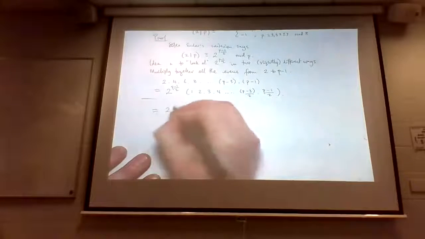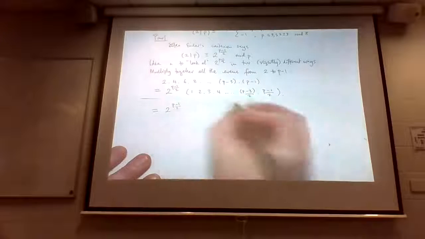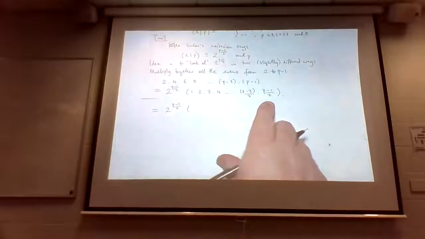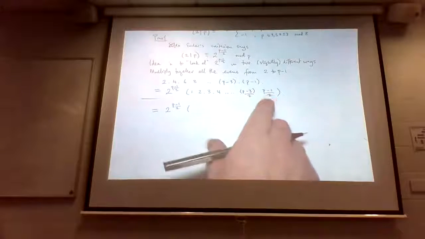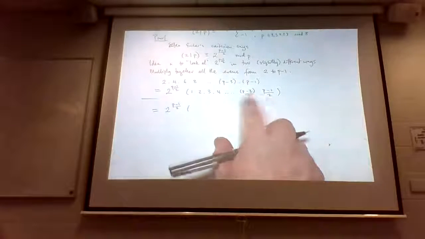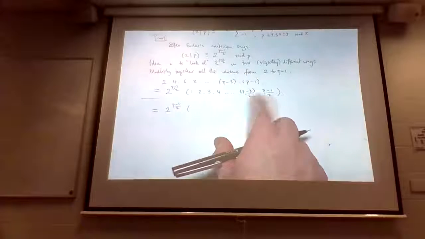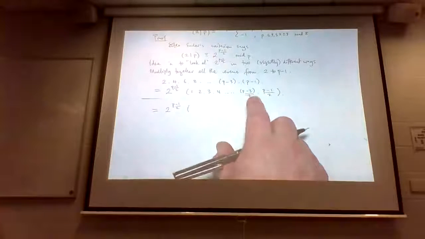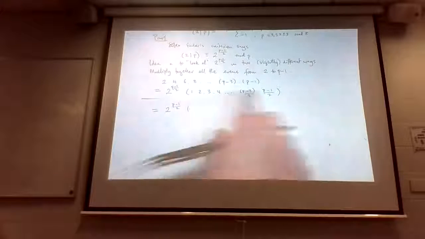So what you've got here is 2 to the (p minus 1) over 2, and we know this thing in the bracket by a slightly more sophisticated name. This is the product of all of the integers. Remember, these things look like fractions, but they're not, they're integers, because they're even numbers in the numerators, so we divided by 2. So here you've got a factorial.